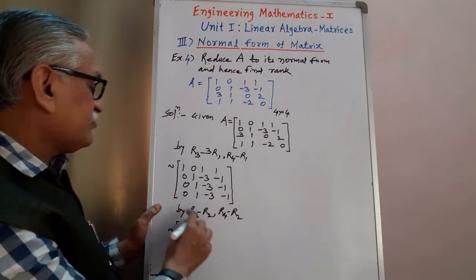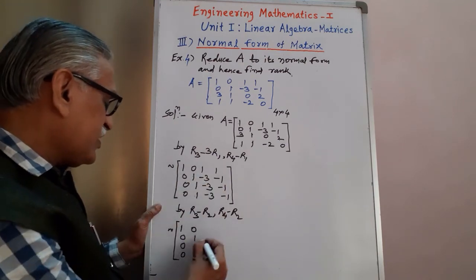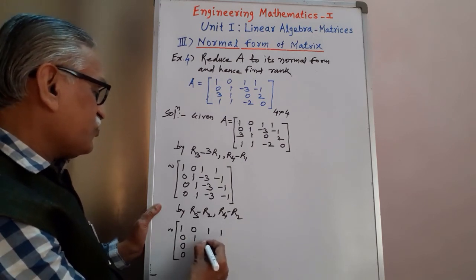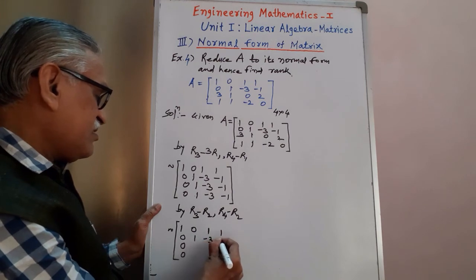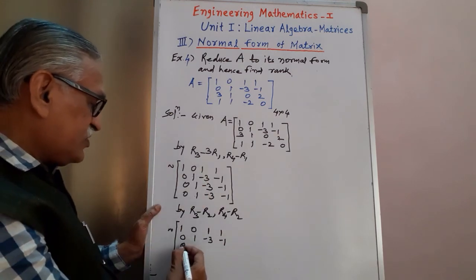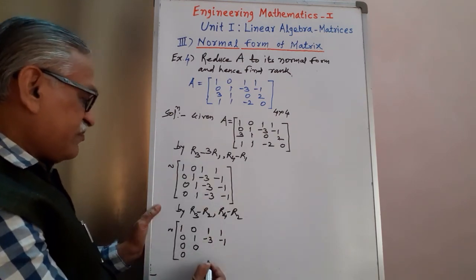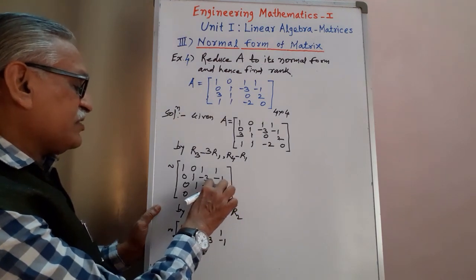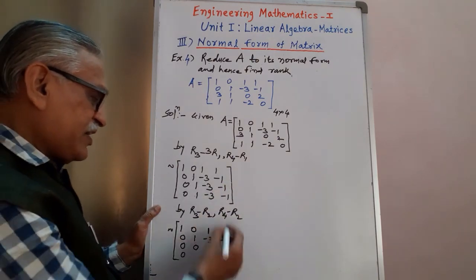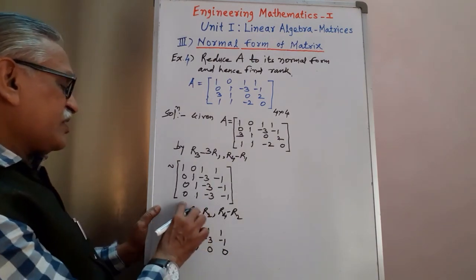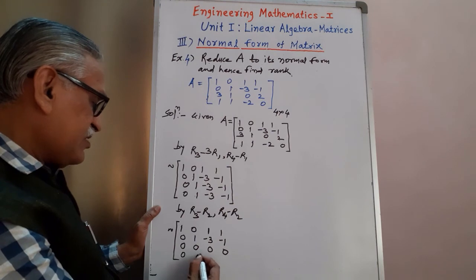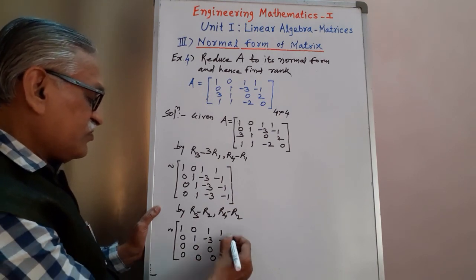We have to write down row wise: 1 0 1 1. Second row, no change: 0 1 minus 3 minus 1. Applying R3 minus R2: 0 minus 0 is 0, 1 minus 1 we get 0, minus 3 minus minus 3, minus 3 plus 3 we get 0, minus 1 minus of minus 1, minus 1 plus 1 we get 0. And as these two rows are the same, we get the same elements 0 0 0.